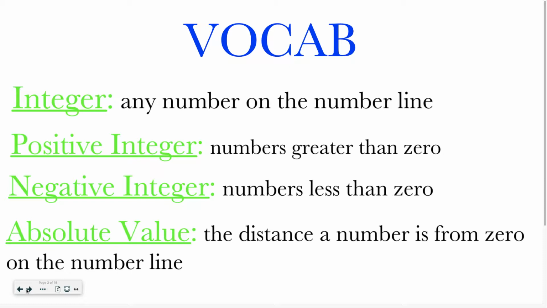Absolute value is the distance a number is from 0 on the number line. Okay, so absolute value, the distance a number is from 0.